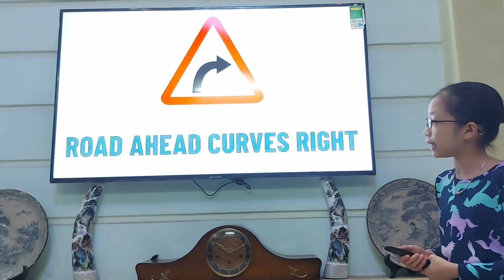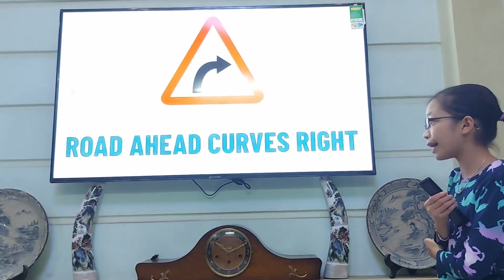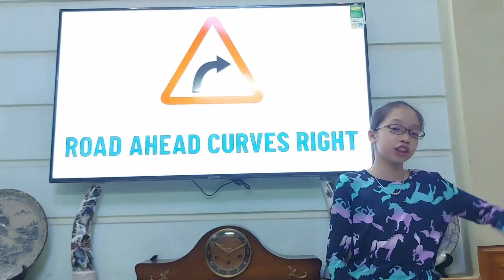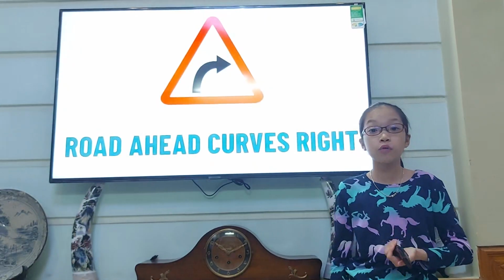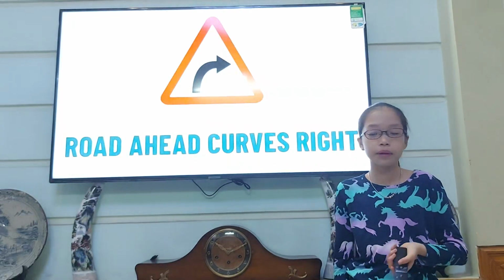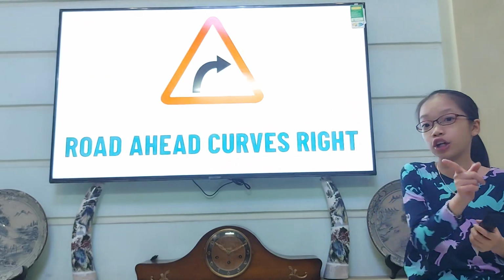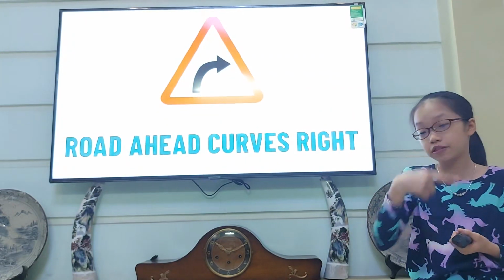Next, it's the road ahead curves right. That means the road ahead will curve right. It's not straight, it's not this way. So you will know, and maybe you won't fall or maybe you won't get hurt. So you'll know. Road ahead curves right, it's not left.